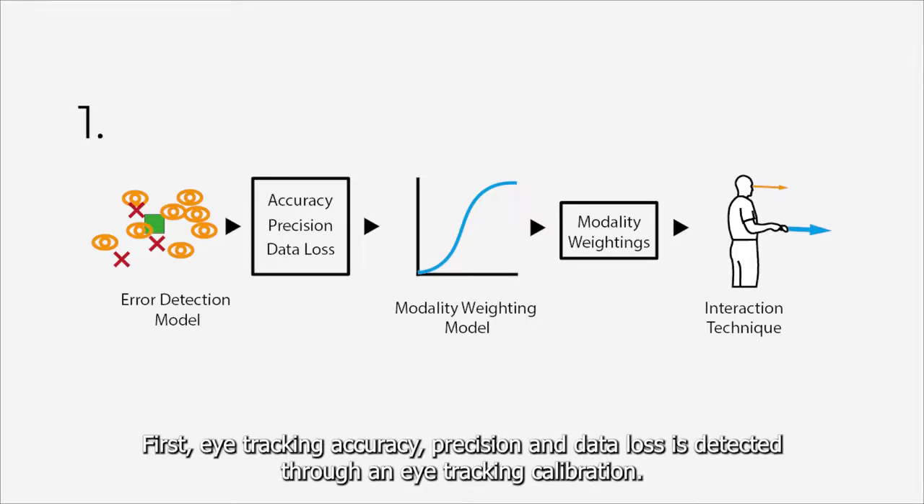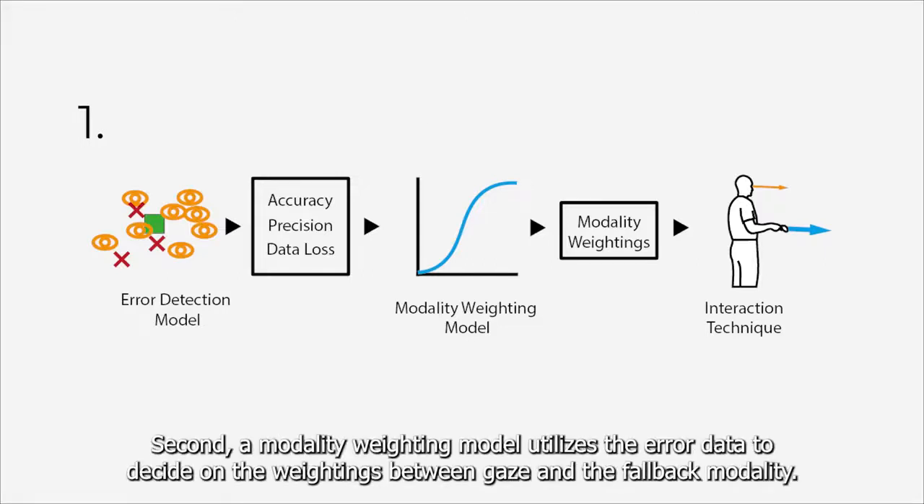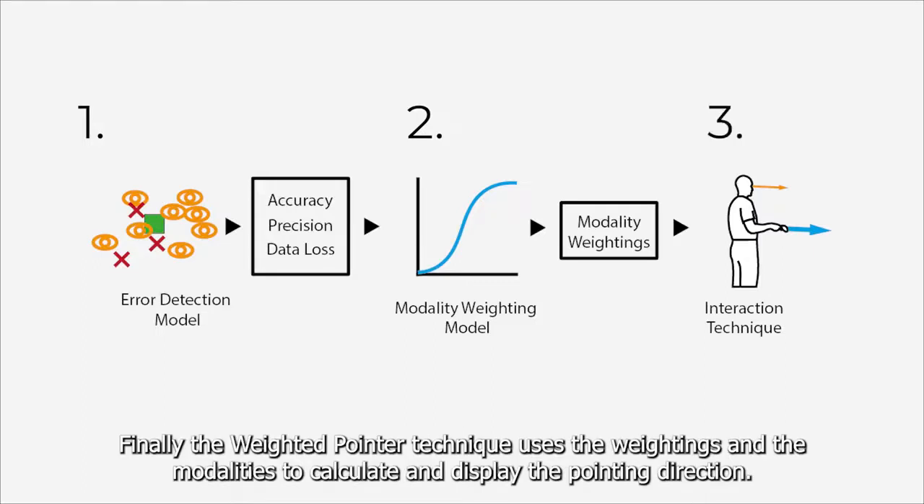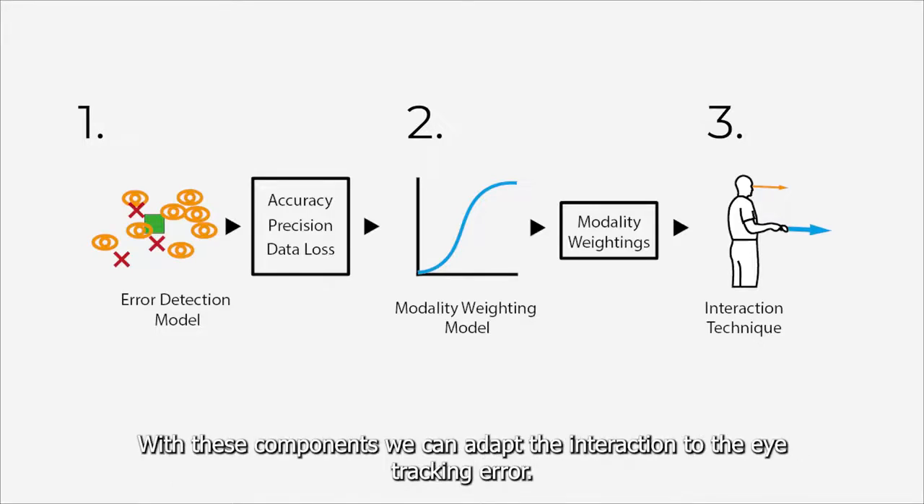First, eye tracking accuracy, precision, and data loss is detected through an eye tracking calibration. Second, a modality weighting model utilizes the error data to decide on the weightings between gaze and the fallback modality. Finally, the weighted pointer technique uses the weightings and the modalities to calculate and display the pointing direction. With these components, we can adapt the interaction to the eye tracking error.